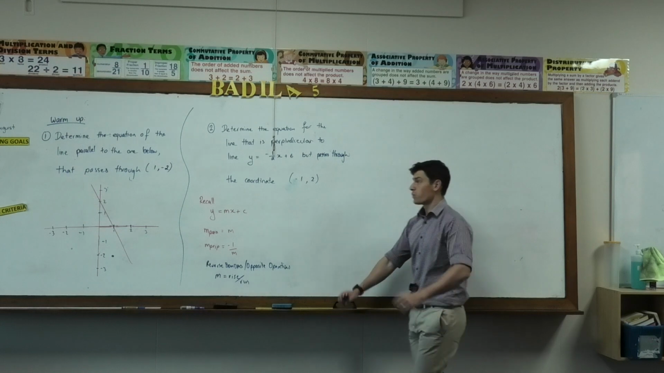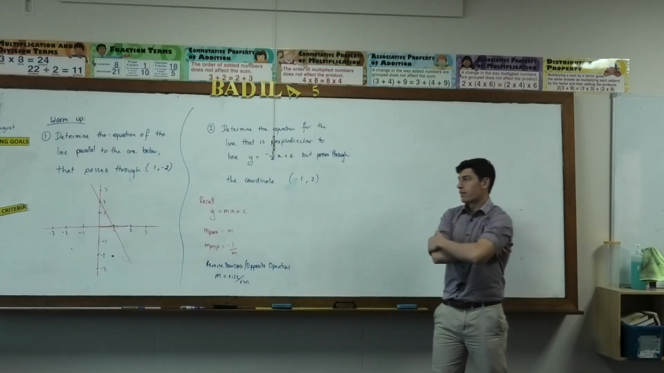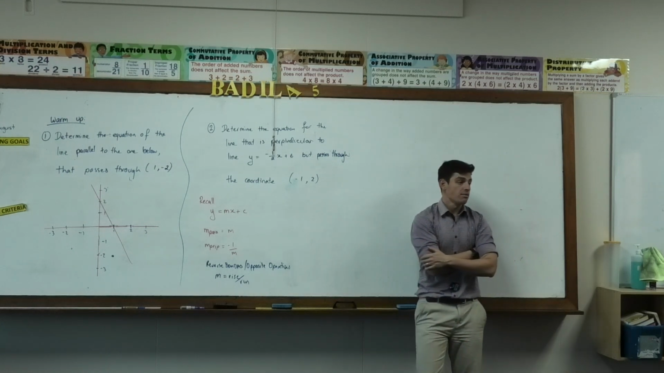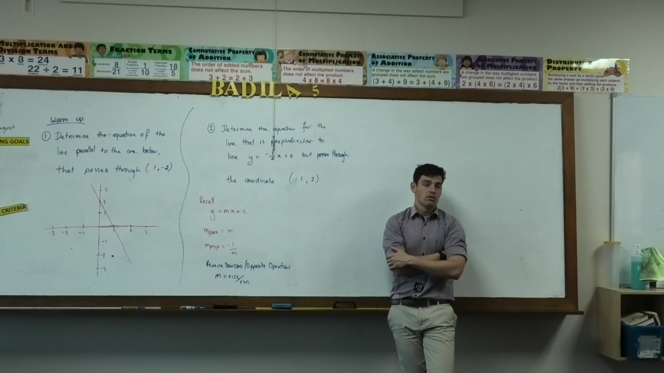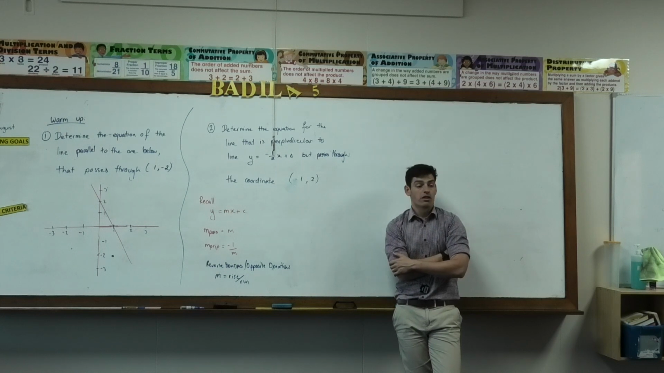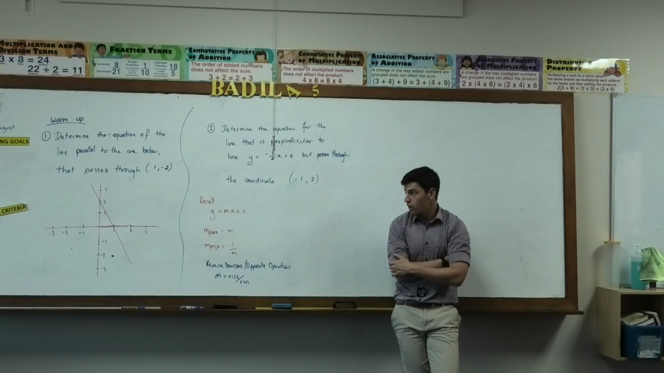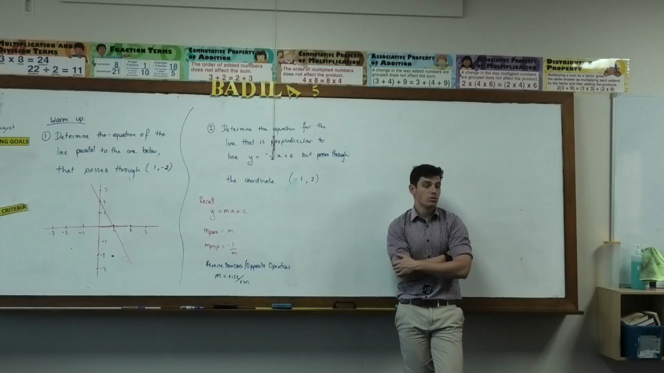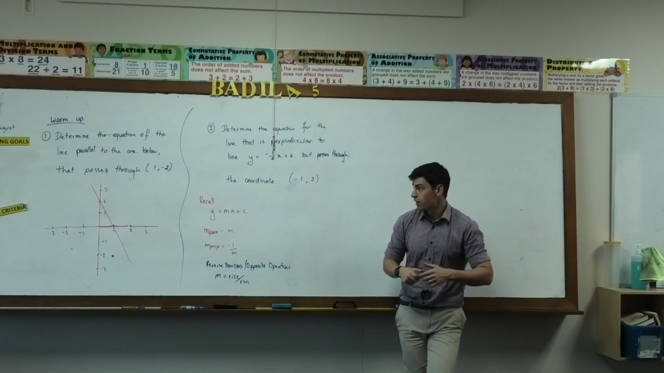So, for the first one, what do I know about that function? Do I know anything about the original function? What's the original function? Yeah, I've got a negative gradient, correct? So I've got a function with a negative gradient. I need a line that is parallel to that. So what do I need to find first of all? What's the first thing I need to find in question 1?